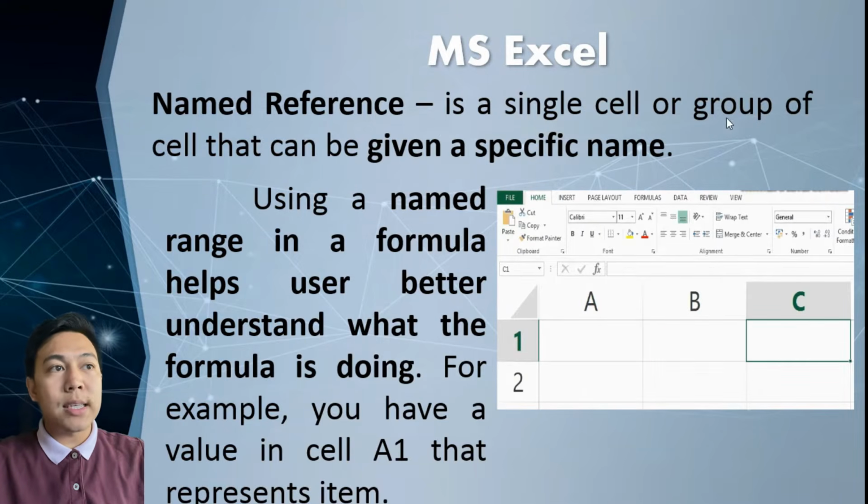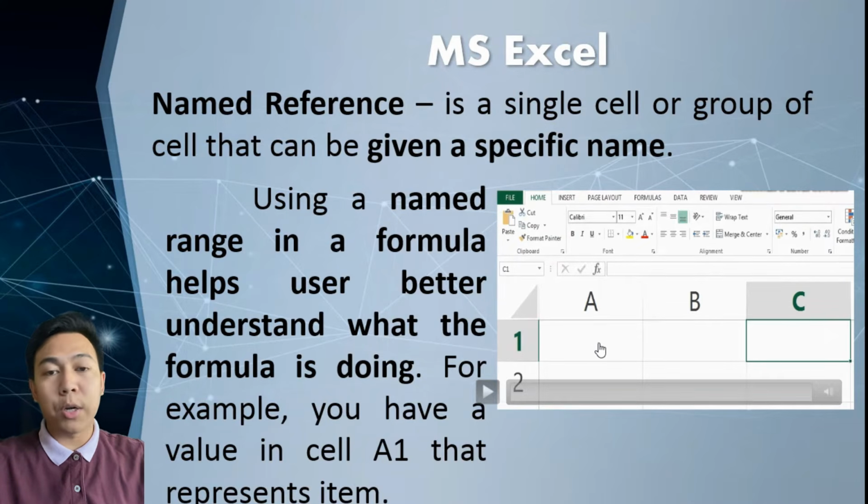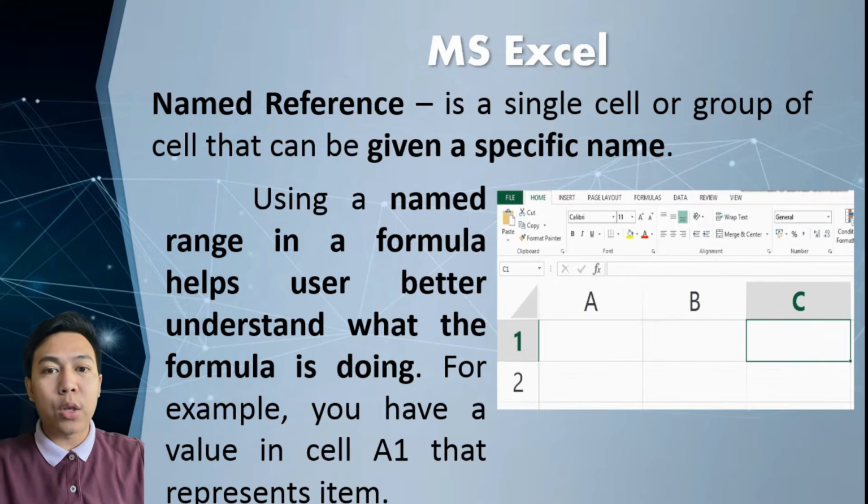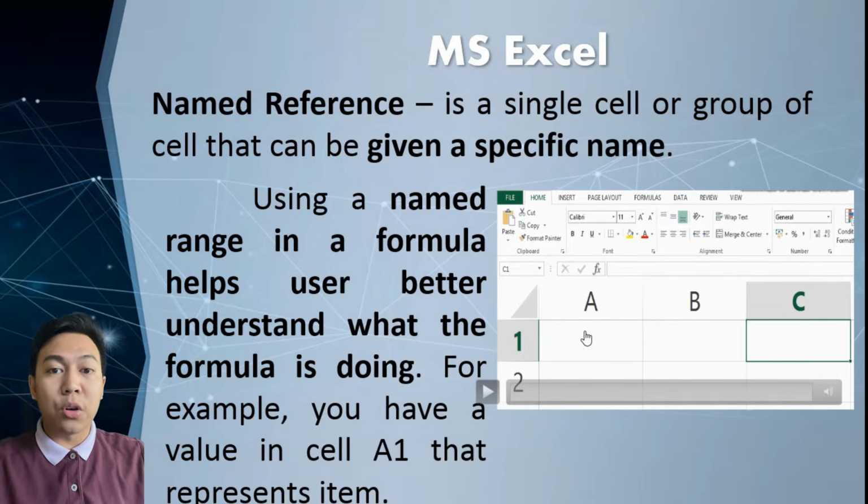This is a single cell or group of cells that can be given a specific name. Using a named range in a formula helps users better understand what the formula is doing. For example, you have a value in A1 that represents an item, so that is total in this example. The good thing about name referencing is that when you want to get the result of that cell, you may just place the name of that cell in the computation of numbers.